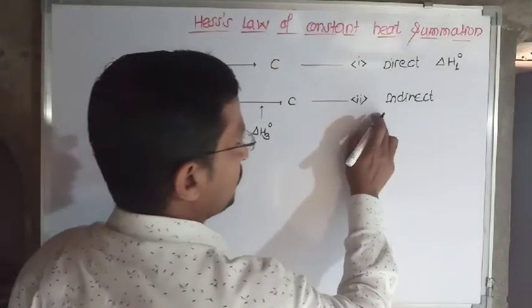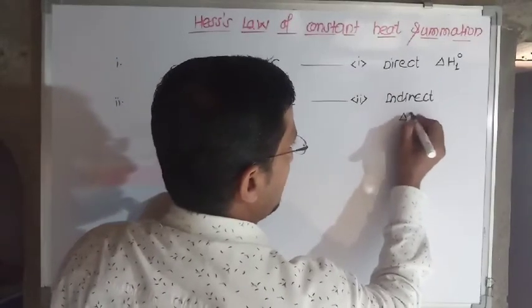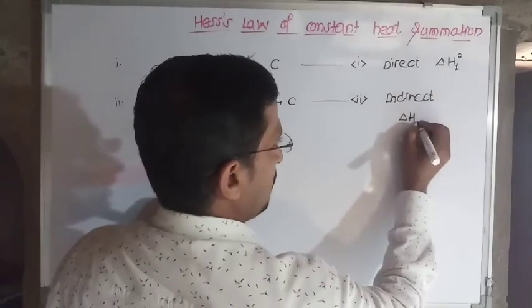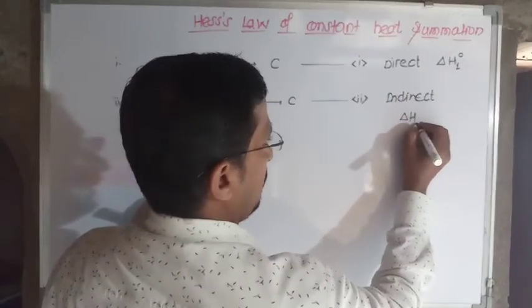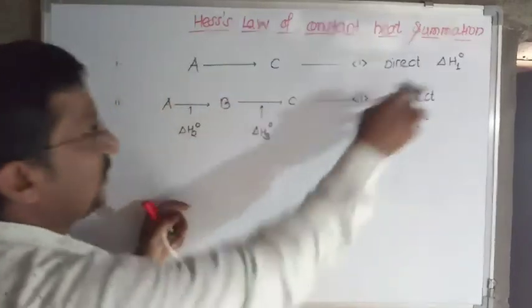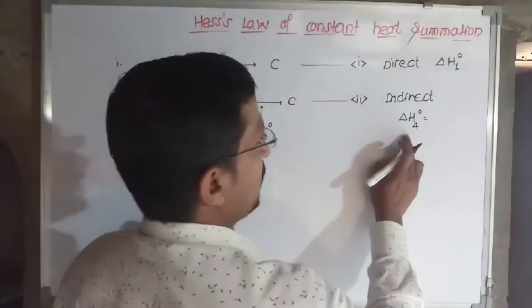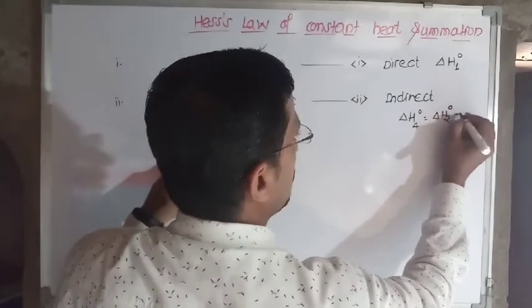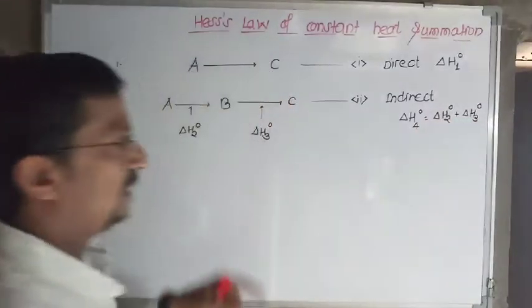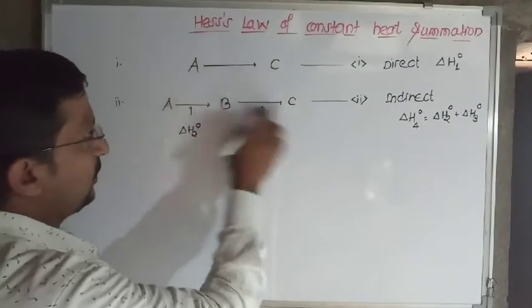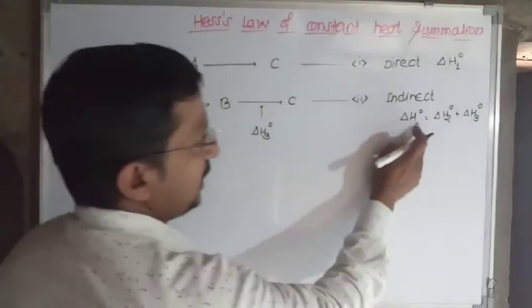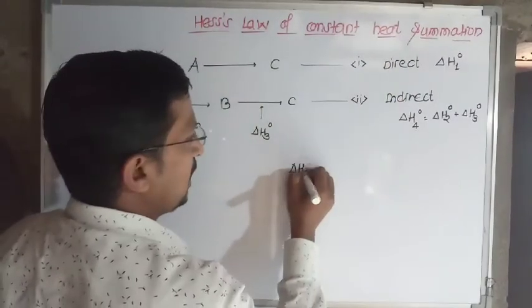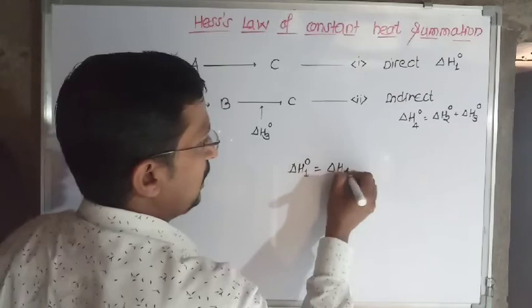So for the indirect conversion, suppose we call it delta H4 naught, because 1, 2 and 3 are covered. This delta H4 naught is delta H2 naught plus delta H3 naught, the overall enthalpy change for A to B, B to C. So according to Hess's law, delta H1 naught is exactly equal to delta H4 naught.